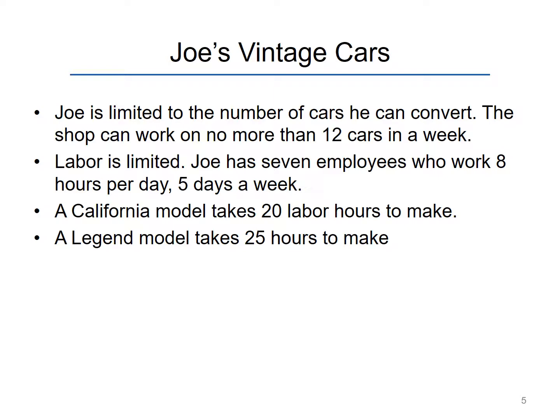Labor is limited. Joe has only so many employees and employee hours to actually perform the job. So Joe has 7 employees who work 8 hours per day, 5 days a week, and we're assuming here there's no overtime. A California model takes 20 hours to make, so you take the existing car and convert it into a California, it takes about 20 worker hours to do so. A Legend model takes longer, about 25 hours. So these are my constraints.